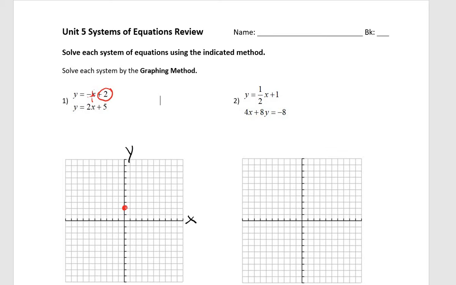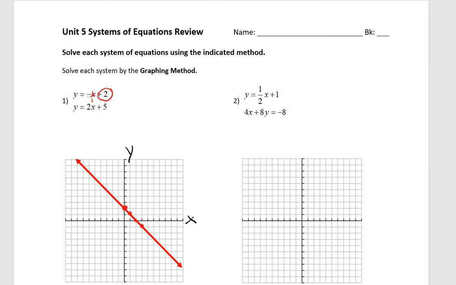So from my y-intercept, because my slope is negative 1 over 1, I'm going to go down 1, right 1, down 1, right 1, down 1, right 1, to find more points on the graph. Once I have enough points, I really only need 2, but once I have enough points, I'm going to connect those with a line. Okay, so there is my line for the first equation.